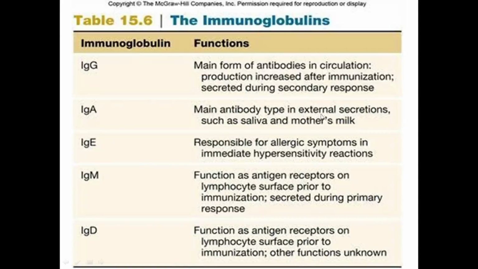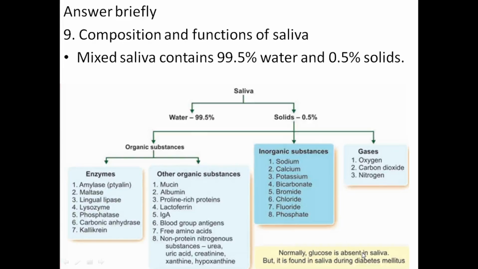IgA is the main antibody type in external secretions, such as saliva and mother's milk. IgE is responsible for allergic symptoms in immediate hypersensitivity reactions. IgM functions as the antigen receptor on the lymphocyte surface prior to immunization and is secreted during the primary response. IgD functions as the antigen receptor on the lymphocyte surface prior to immunization. Other functions are unknown.